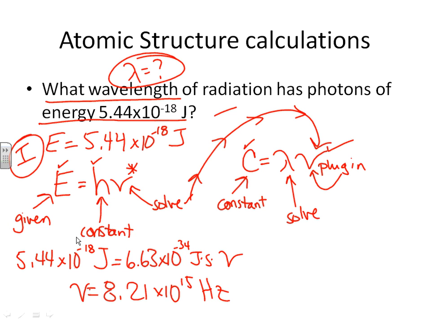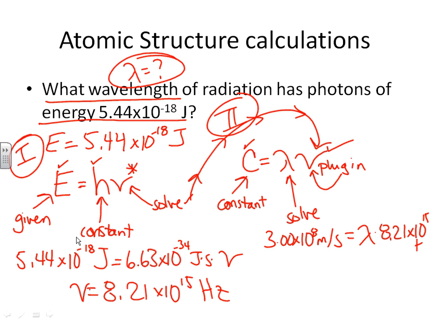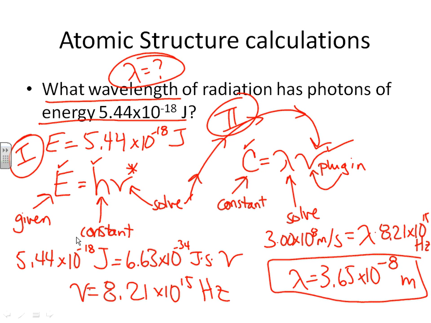Part 2. I'm now going to take that value that I calculated for nu, and I'm going to use c equals lambda nu. c is 3 times 10 to the 8th meters per second. Lambda, that's what we're trying to calculate. Nu, what's nu? Oh, we just figured that out: 8.21 times 10 to the 15th hertz. Divide both sides by the frequency, and we get a wavelength of 3.65 times 10 to the negative 8th. Units, what's the unit on wavelength? Meters. And that's our final answer.